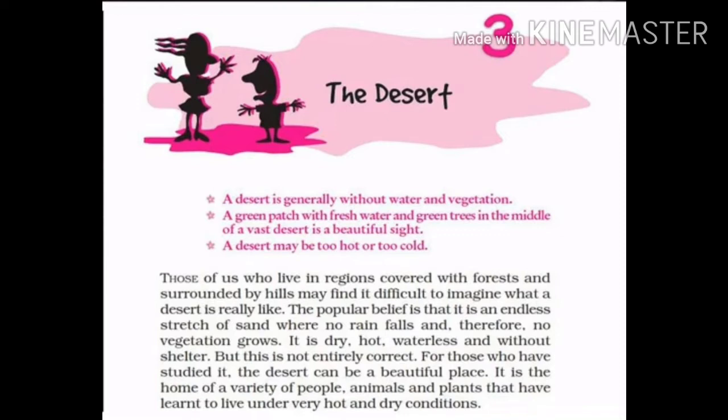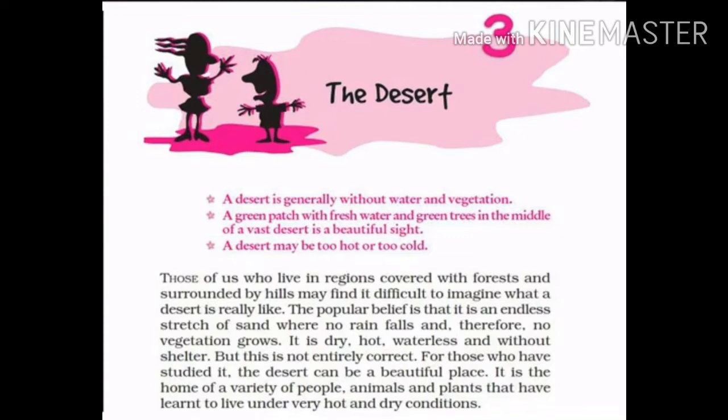Those of us who live in regions covered with forests and surrounded by hills may find it difficult to imagine what a desert is really like. The popular belief is that it is an endless stretch of sand where no rain falls and therefore no vegetation grows. Children, people who live in areas covered with trees, forests, or surrounded by hills, for such people it is really difficult to understand the real condition in a desert.